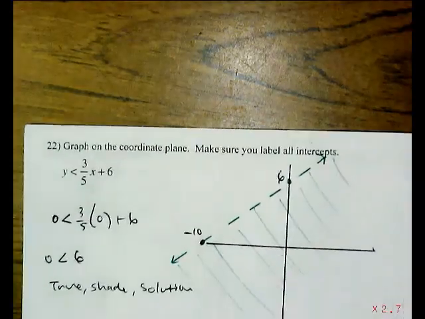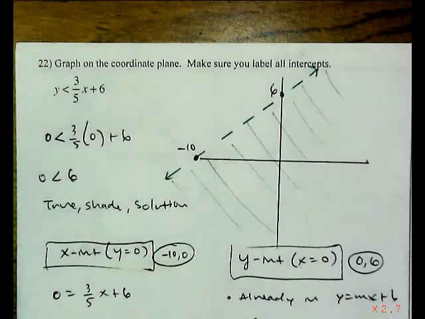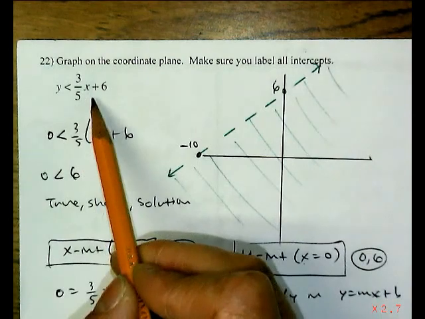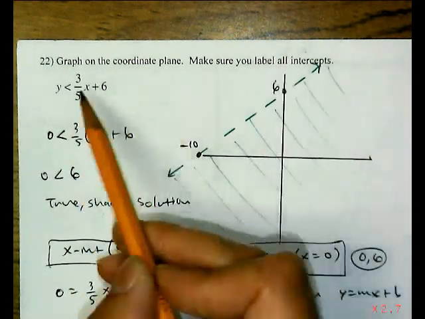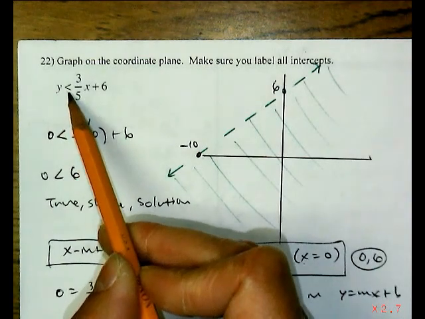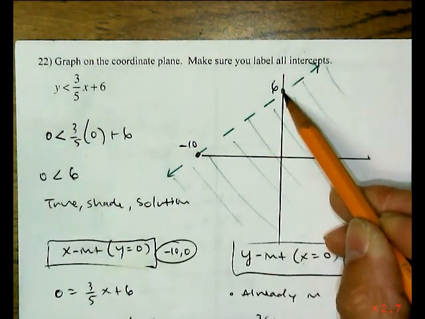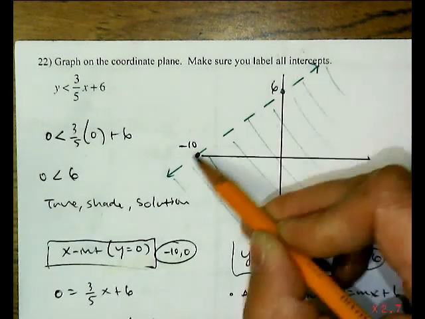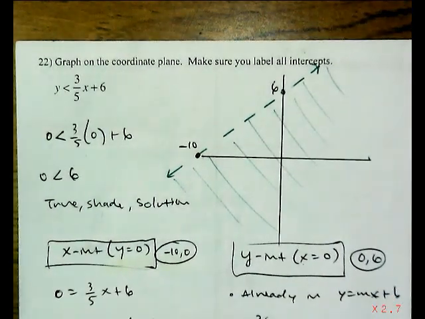Question number 32. Graph on the coordinate plane to make sure that you label all your intercepts. So if my x and y are going to the first power, you know it's going to be linear. It's a linear inequality because you have a less than sign. So remember, graph this like it's y equals 3/5 x plus 6. So here is my y-intercept. 3/5. Notice I don't really need a coordinate plane.